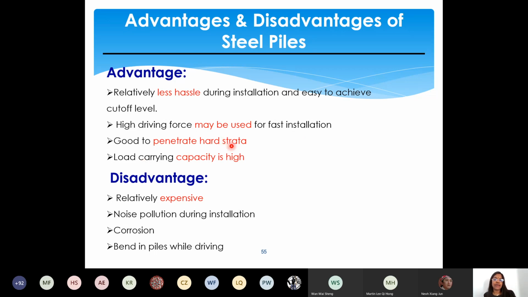Good to penetrate hard strata. Load carrying capacity is high. Okay, steel pile can bear high load, so it is advisable if it is soft soil that you need to replace with high strength, then you use piles to achieve high strength. It can easily penetrate through hard strata, unlike other piles like concrete and timber.